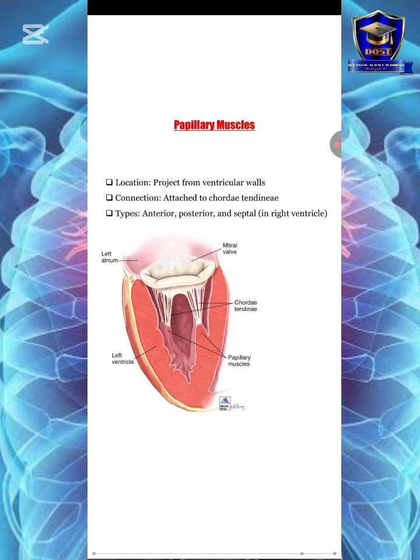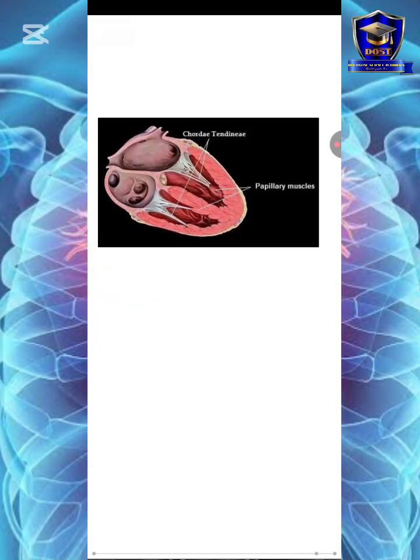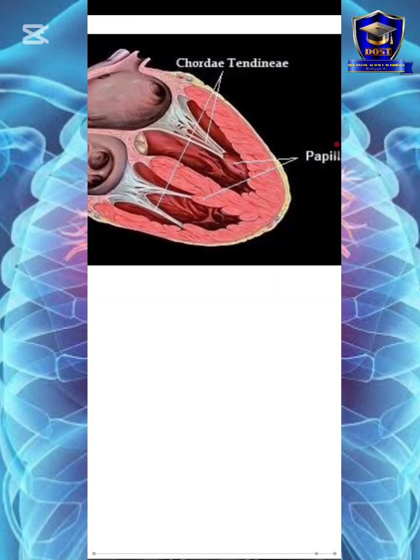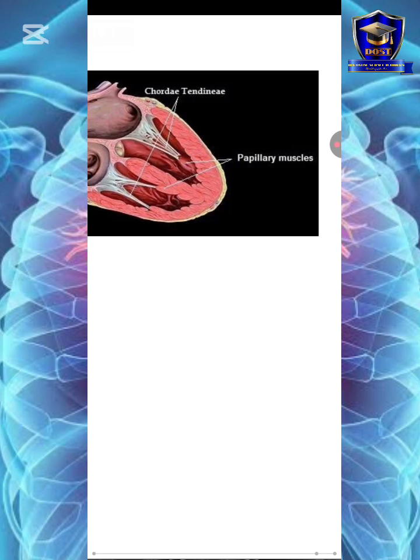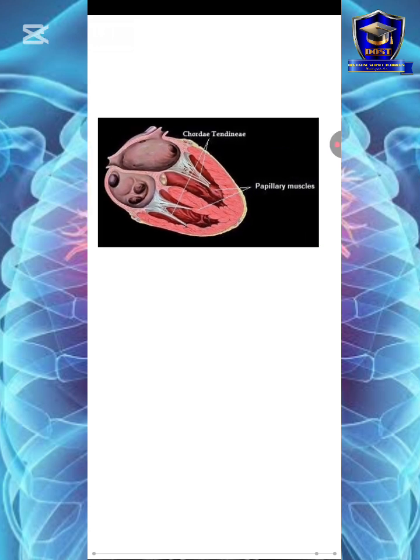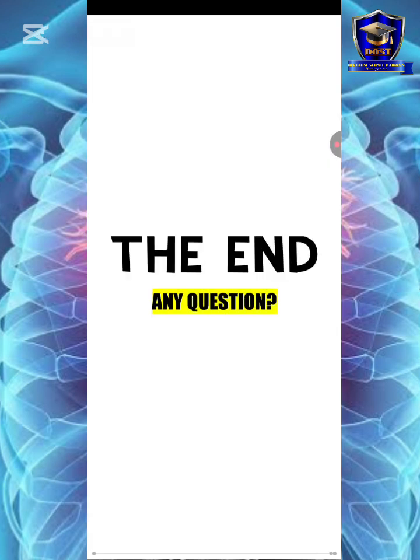Now, let's quickly flip to the next page for a better view from another diagram. This is the diagram we viewed earlier. You can see the chordae tendineae, you can see the papillary muscle, how it is firmly holding the chordae tendineae. So this is where we come to the end of the class.